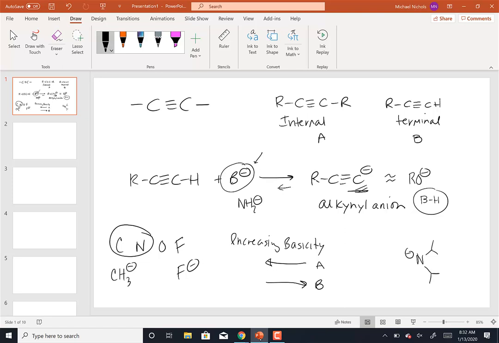So I could use NH2 minus, or what else could I use? I could use an sp3 hybridized C minus. So I could use CH3 minus. We'll become more familiar with those reagents, because those are called Grignard reagents. We'll get more into that in the next chapter, with alcohols and making alcohols. So I could use NH2 minus or CH3 minus. Either one of those is going to deprotonate this terminal alkyne and make an alkynyl anion.